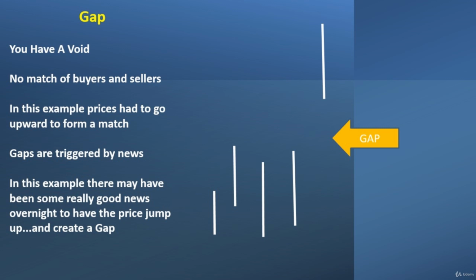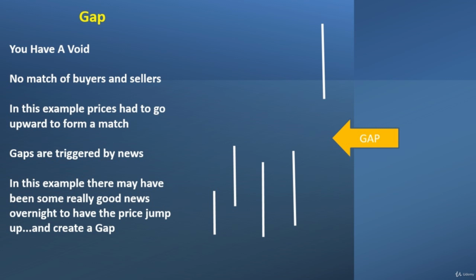In this example here, prices had to go upward to form a match. So there might have been people trying to sell just a little bit above the day before, or maybe even below, or somewhere within the range of the day before. But something happened, either some good news or something that triggered everybody to say, no, I'm not going to sell that low. You're going to have to pay more for me to sell. And so the prices rise, and you can see a gap there between the 2 days. There might have been some really good news overnight that caused the price to jump up and create the gap. That's what's happening.